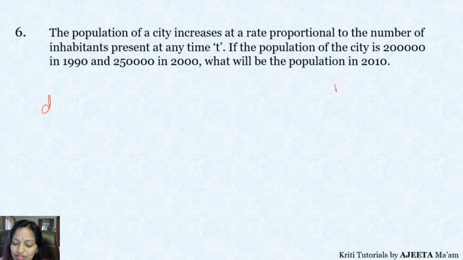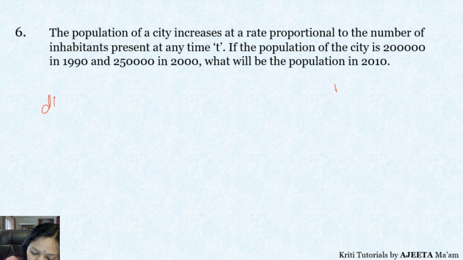The population of a city increases at a rate proportional to the number of inhabitants present at any time t. If the population of the city is 2 lakh in 1990, it will be 2 lakh 50,000 in 2000. What will be the population in 2010? Okay, now let's move on with this.